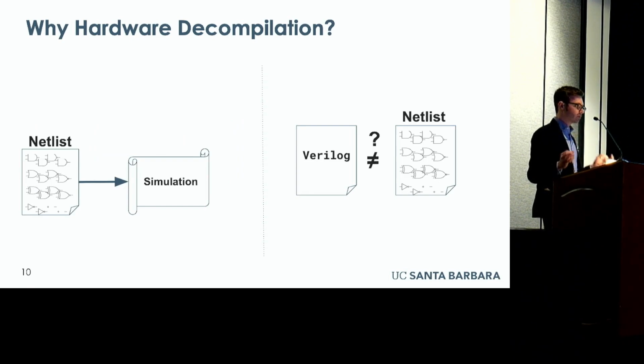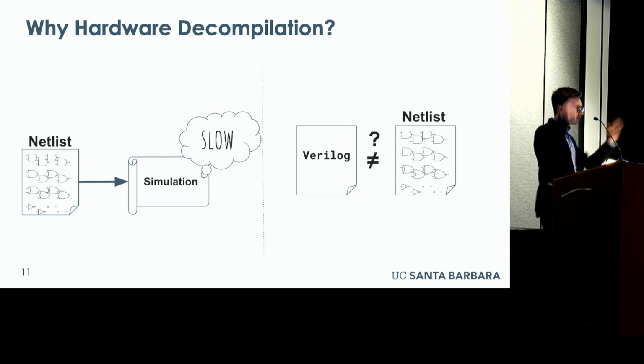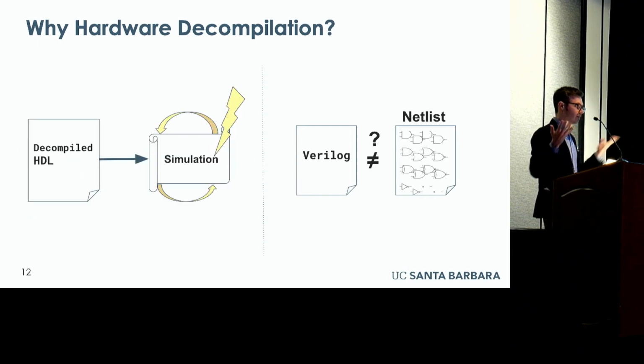Now, the issue with this is that simulating over a netlist is really slow. Like I said, we've taken all that structure, all the hierarchy that we had in our source code, and we've flattened it into this big graph. So simulation is really slow on this. If we had a hardware decompiler and we lifted that netlist back up to the HDL level, we can actually speed up simulation time. And this is something that would be really valuable in the hardware design process itself.